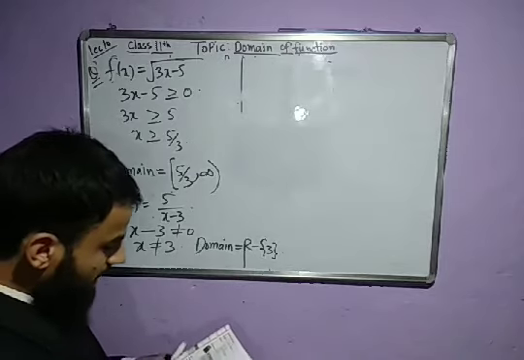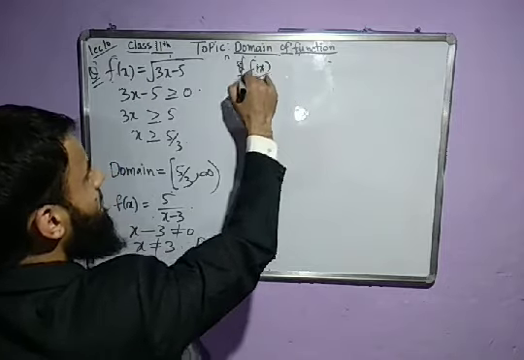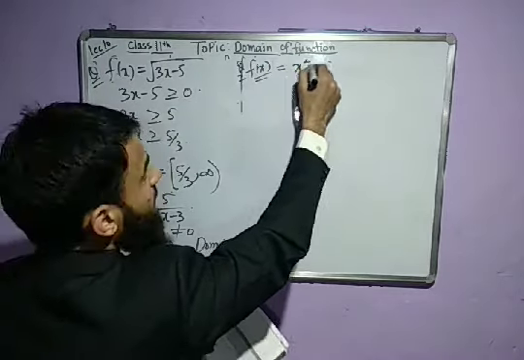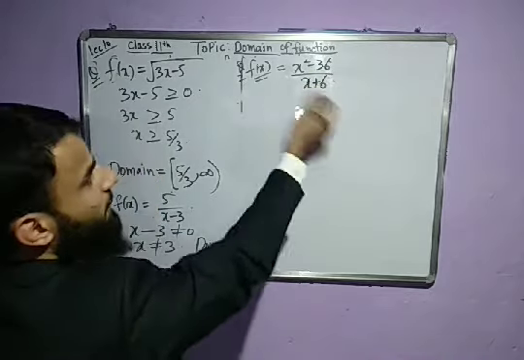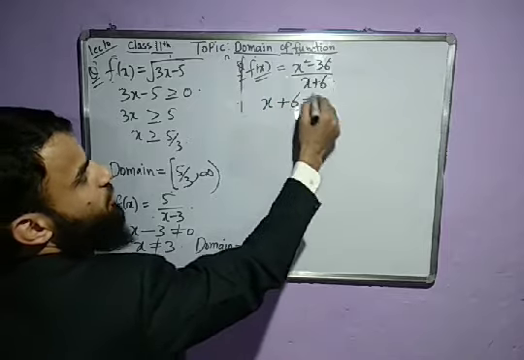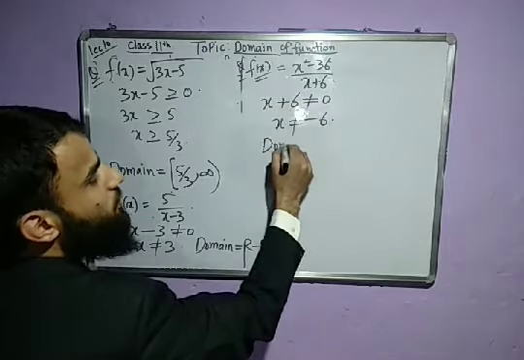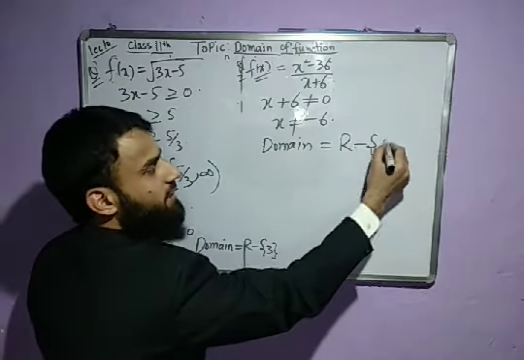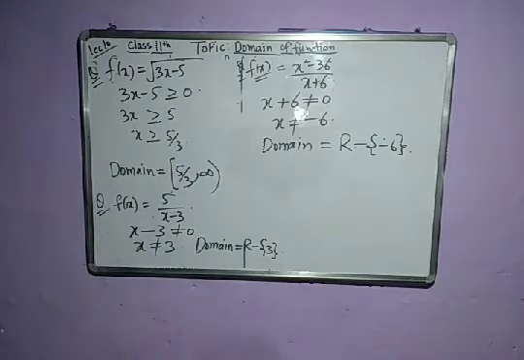Okay. Next I will discuss the function f(x) is equal to x square minus 36 divided by x plus 6. For f(x) to be defined, x plus 6 should not be equal to 0. That means x should not be equal to minus 6. The domain can be all real numbers except minus 6. Okay. Now this is an important question.